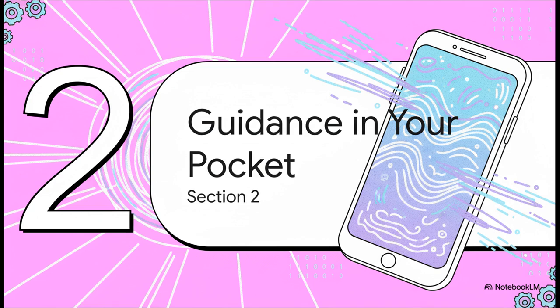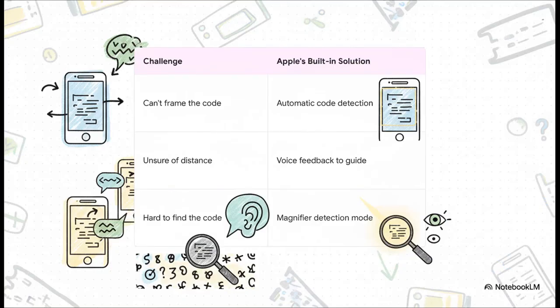But what's truly amazing is that a powerful solution to this already exists on millions and millions of devices. And this is where it gets really cool. Look at how technology just knocks down every single one of those barriers. You can't frame the code? Don't worry, the phone's software just finds it automatically once it's anywhere in view. You're not sure about the distance? No problem. Your phone literally talks to you saying, move closer or move farther away. And just to find the code in the first place, the Magnifier app has a mode that actively seeks it out for you. I mean, that is a beautiful example of thoughtful, inclusive design.